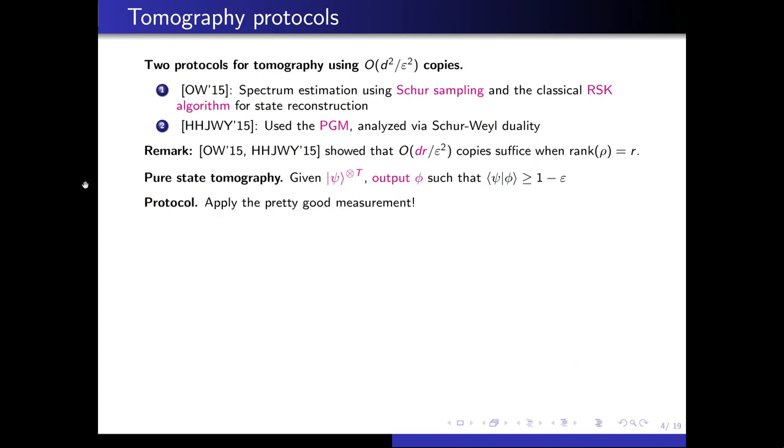And the protocol idea is fairly simple. You just apply the pretty good measurement. So I give you copies of an unknown quantum state. You need to identify the unknown quantum state. Like I've been saying in the past two lectures, one technique you could always apply is the pretty good measurement. And one way to actually solve this pure state tomography task is to do the pretty good measurement.